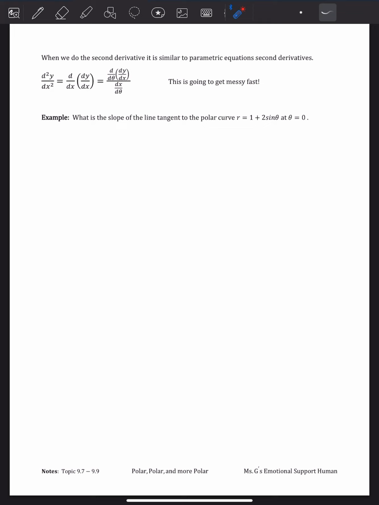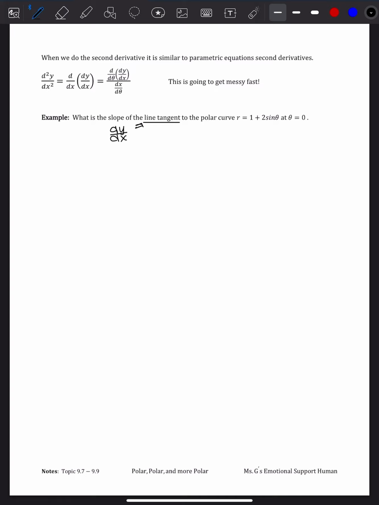So what is the slope of the line tangent to the polar curve r equals 1 plus 2 sine theta at theta equals 0? So line tangent. This is what tells us we want dy over dx. We want the slope of the line tangent to this.